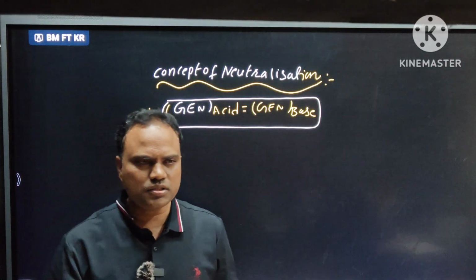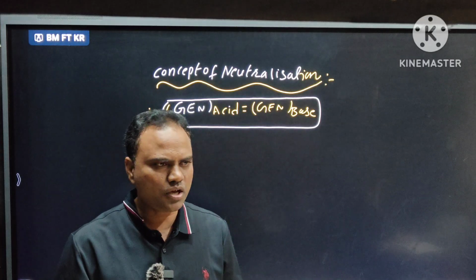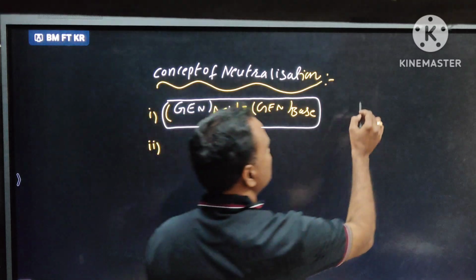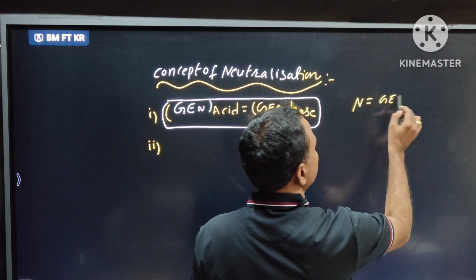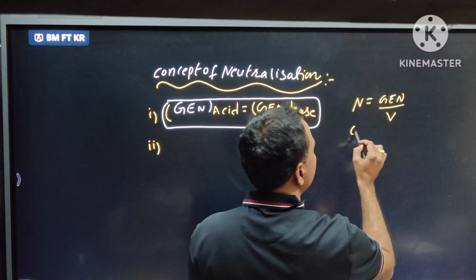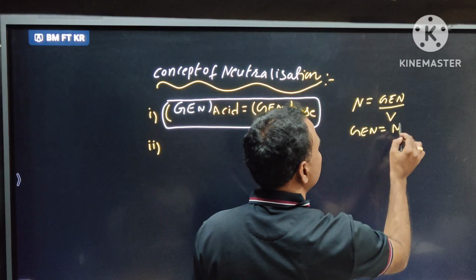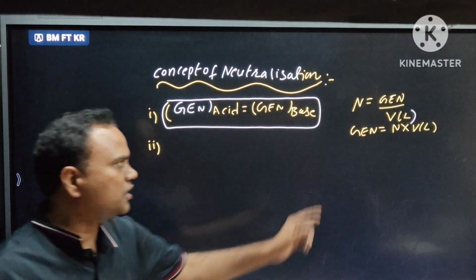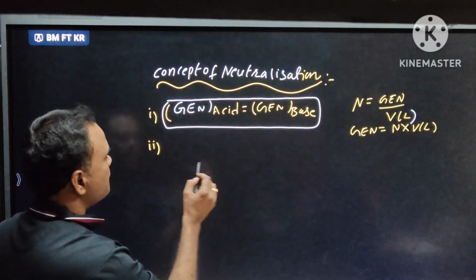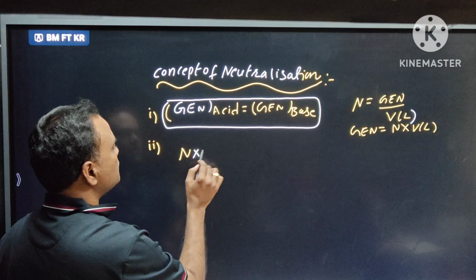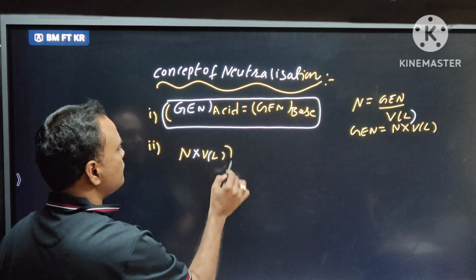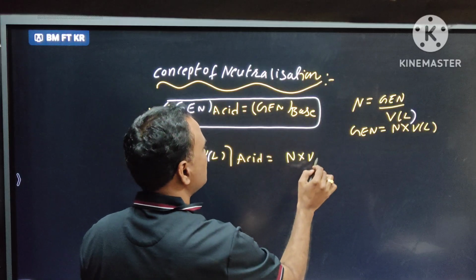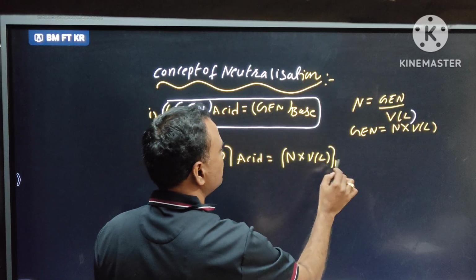In the last class you learnt about normality. What is normality? Normality is equal to number of gram equivalents by volume. From this, Gn is equal to normality into volume in liter. Here also the unit is liter. So Gn of acid is equal to normality into volume in liters of acid, which is equal to normality into volume in liters of base.